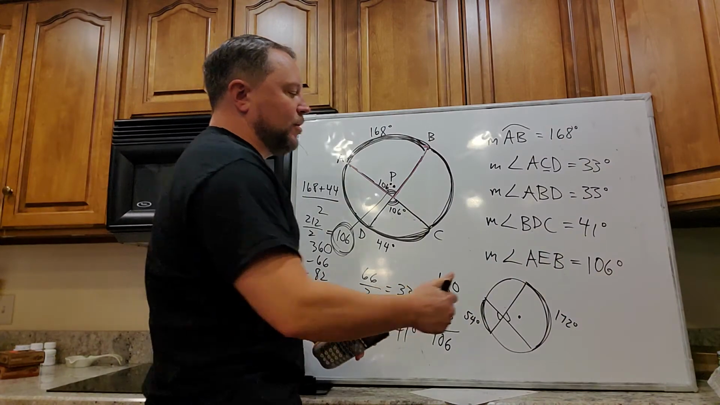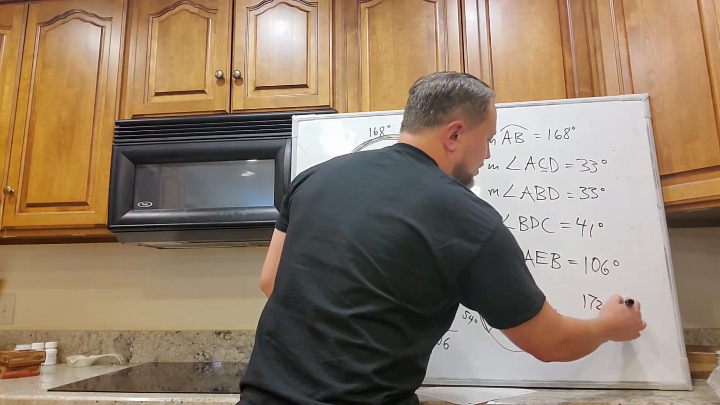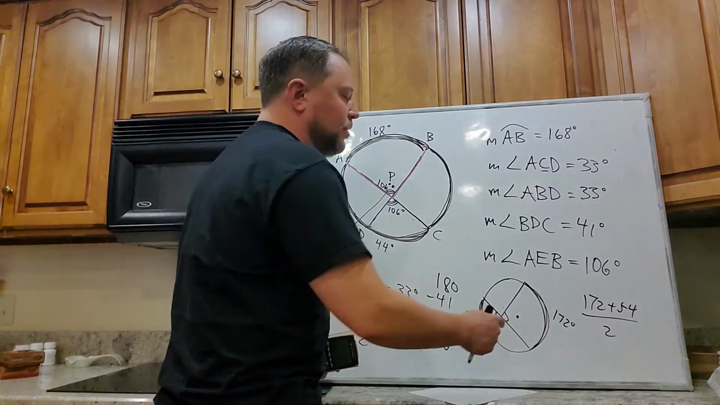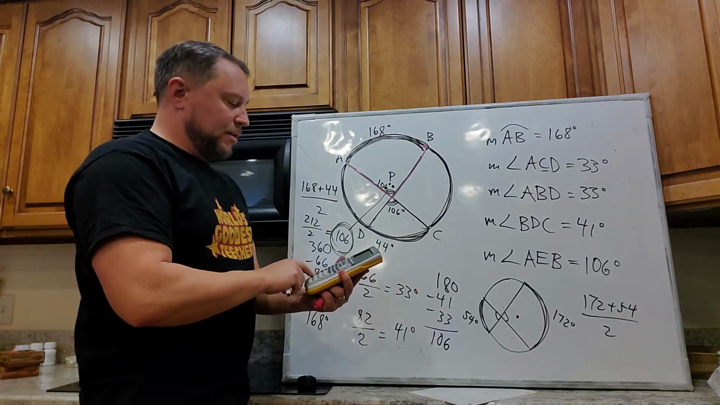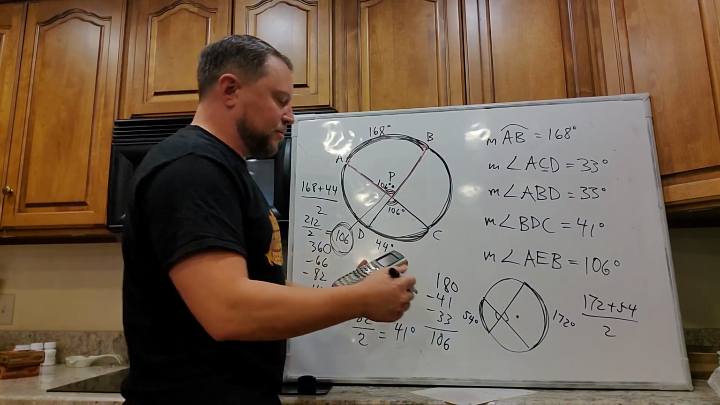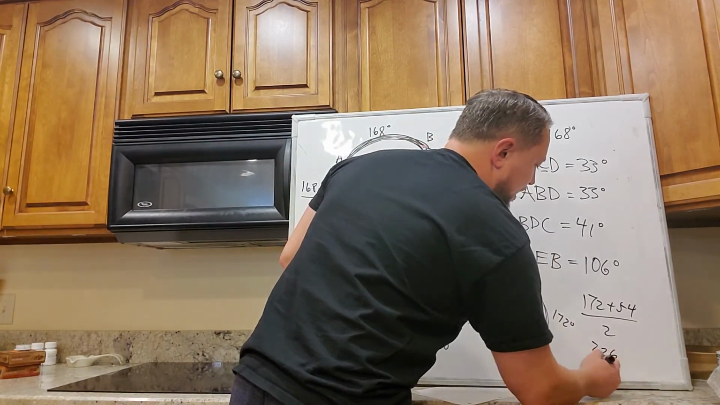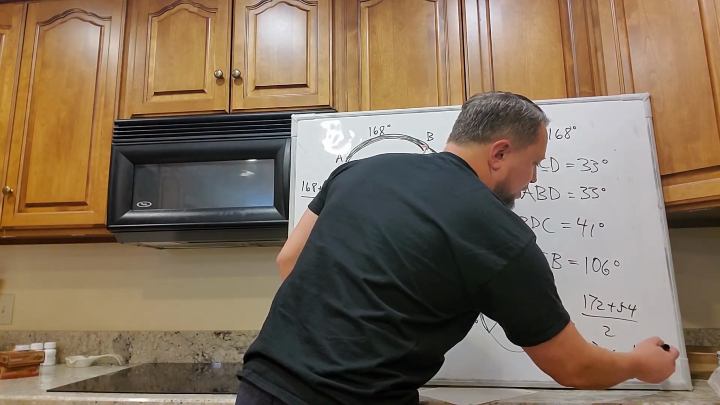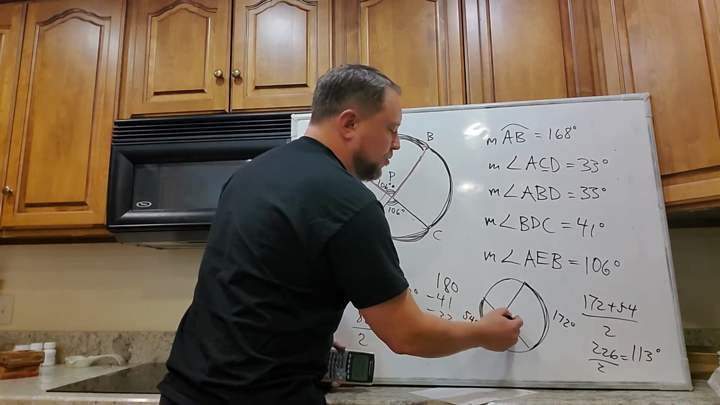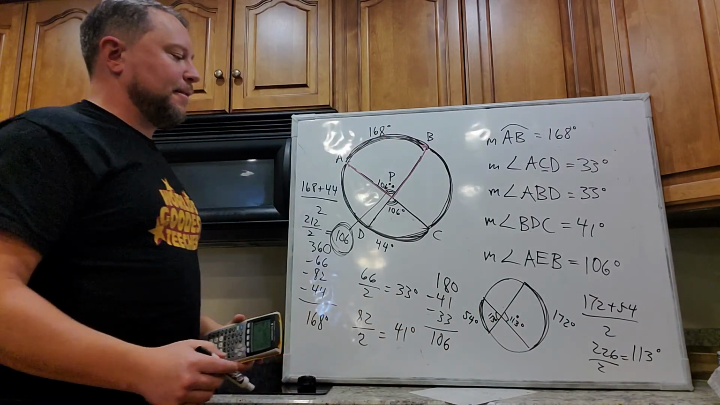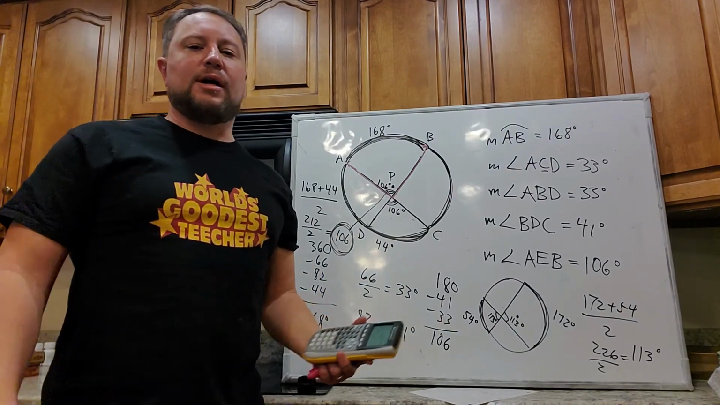So if I take 172 plus 54 and divide it by 2, that's what the angle is going to be. So 172 plus 54 gives me 226. Half of that is 113 degrees. So each of these should be 113 degrees. That's a little shortcut, a little trick you could use.